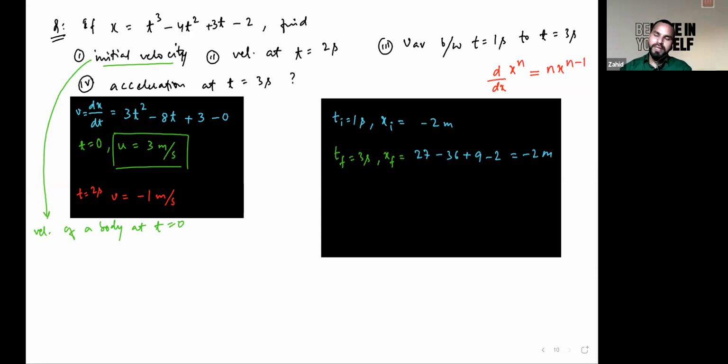Now put all the values in average velocity. So V average is equal to x final minus x initial divided by t final minus t initial. So it will be minus 2 divided by 3 minus 1. So it will be 0 meter per second.